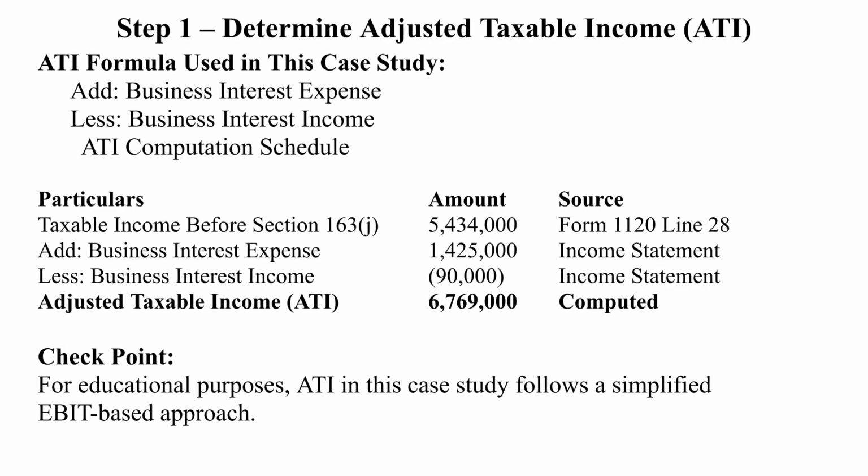Step 1. Determine adjusted taxable income, or ATI. For this case study, we start with taxable income. Add back business interest expense and reduce business interest income. This gives us an ATI of $6.769 million. ATI becomes one of the most important numbers in the entire computation.